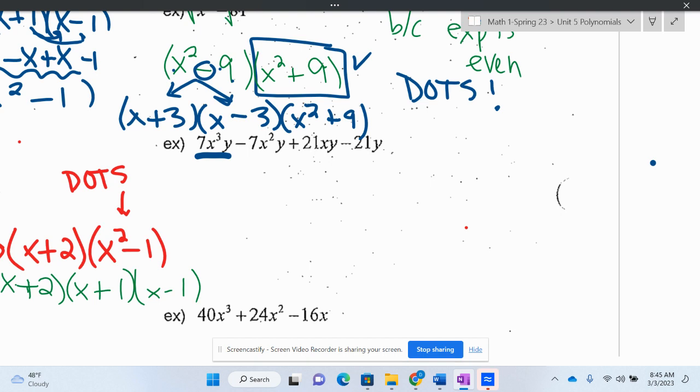It's written for you right here. So what did I do? The last thing I did was what? So this cannot change, but this gets broken up into x plus 1, x minus 1, because this is the difference of two squares.